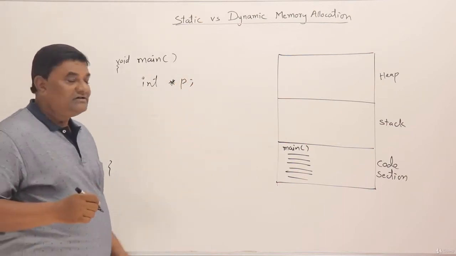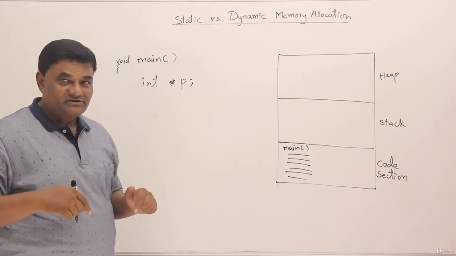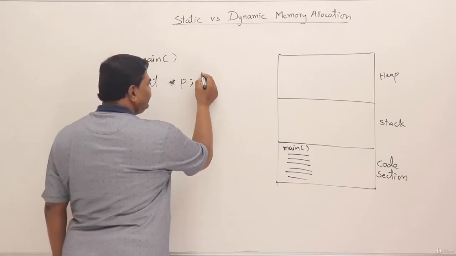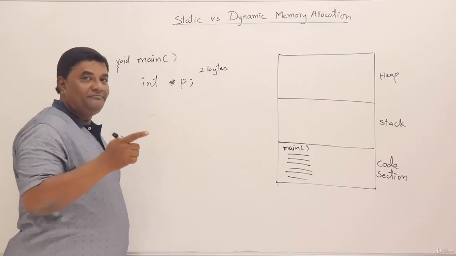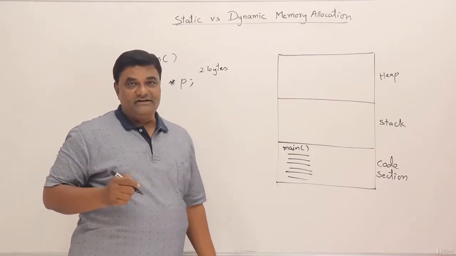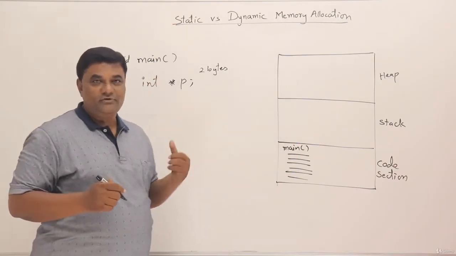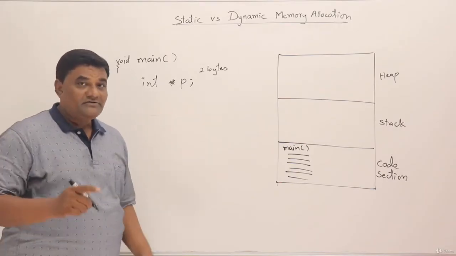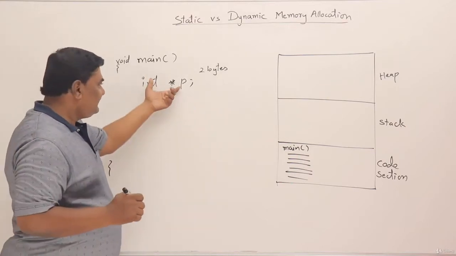Now the first question: how many bytes does a pointer take? In my discussion, to keep it simple, I said that a pointer takes 2 bytes. Actually, the amount of memory taken by a pointer usually depends on the size of an integer. If an integer is 2 bytes, the pointer is 2 bytes. If an integer is 4 bytes, the pointer is 4 bytes. So let us just assume that the pointer is taking 2 bytes.